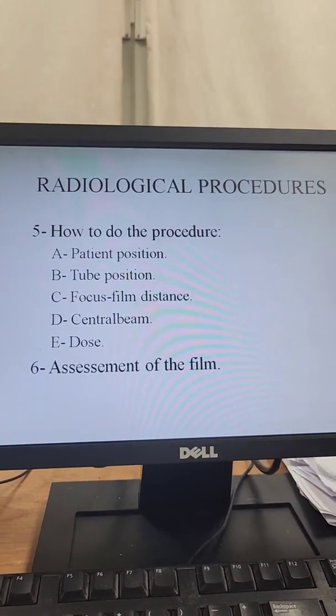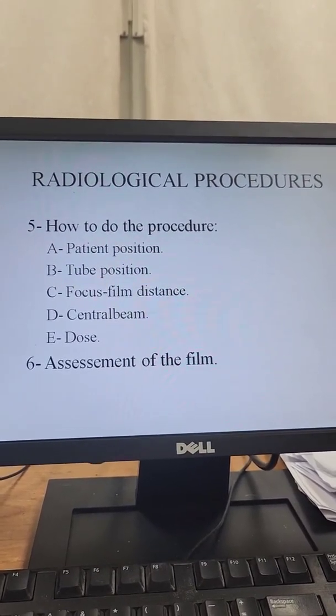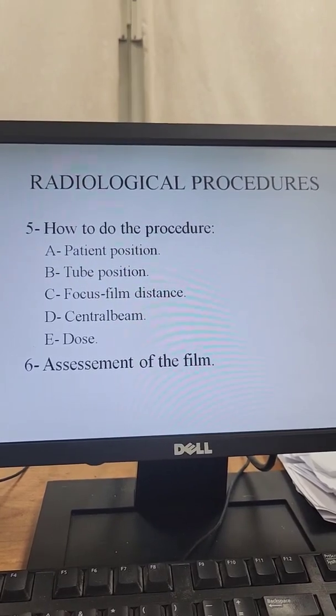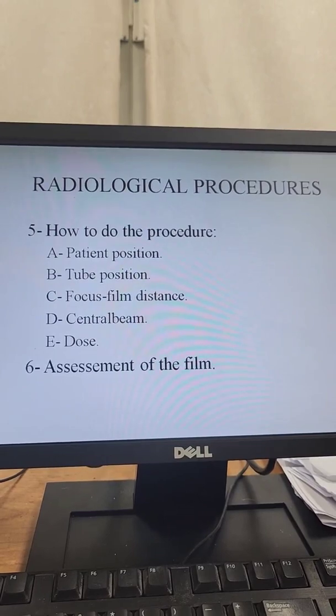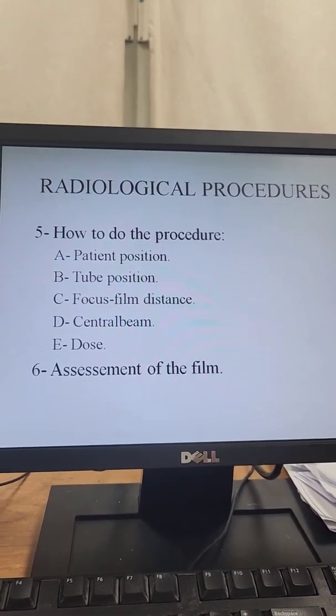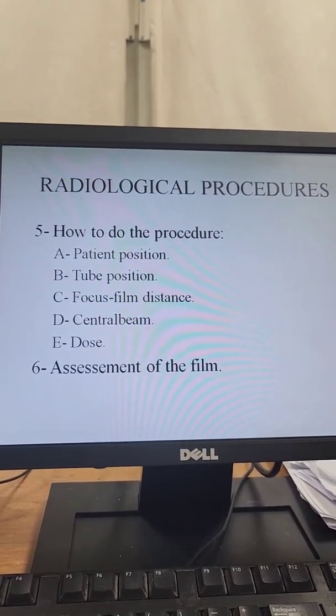And usually we start the study in a caudocranial direction. We start from the bottom of the lungs up to the apex of the lung, not the reverse. And most centers are doing this.